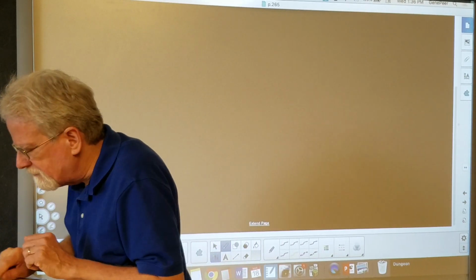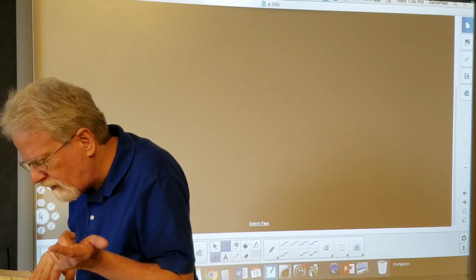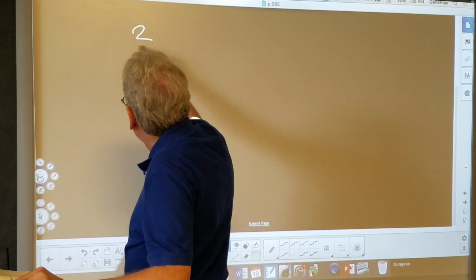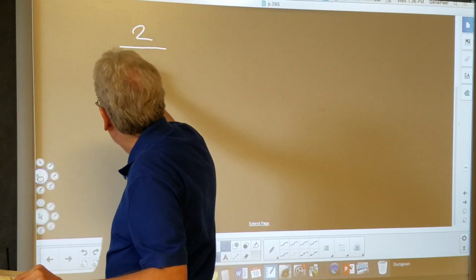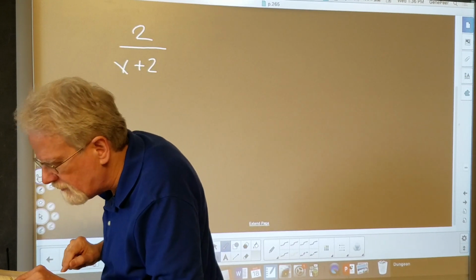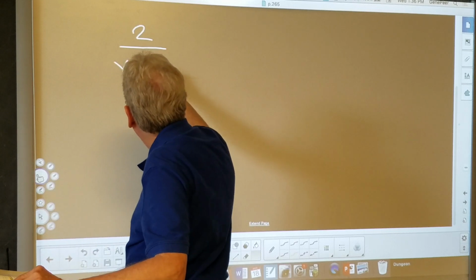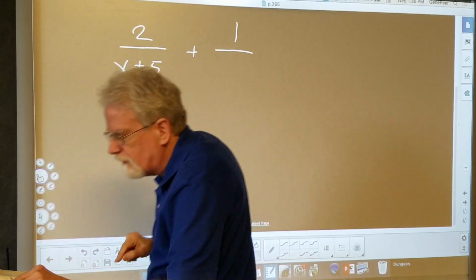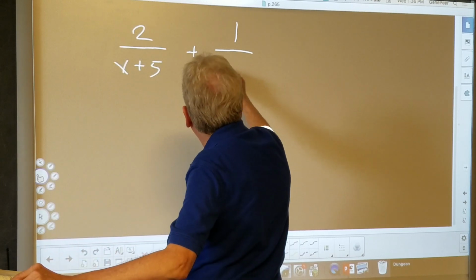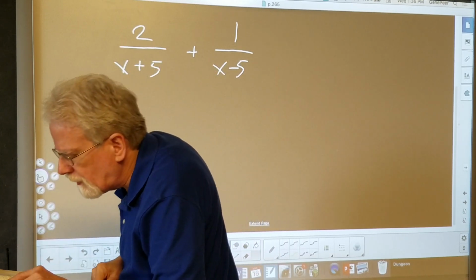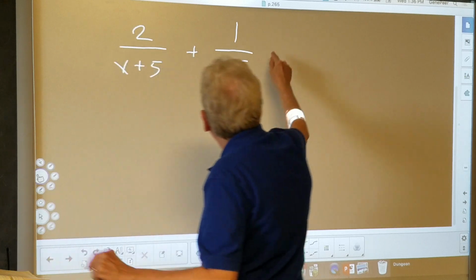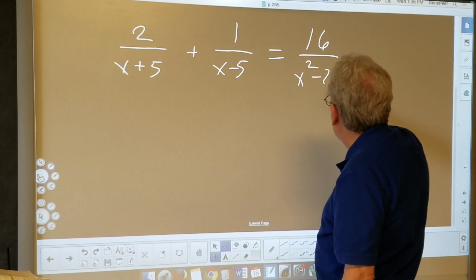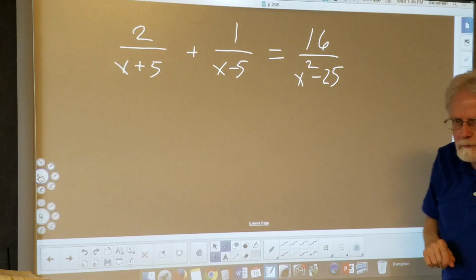The next and actually last example in the book is a somewhat uglier one. 2 over x plus 5, plus 1 over x minus 5, and I bet I know what the next denominator is going to be, yep, equals 16 over x squared minus 25. Guess what your first step has to be?